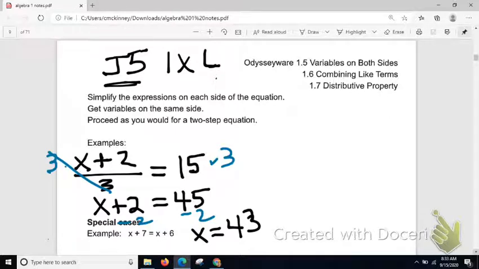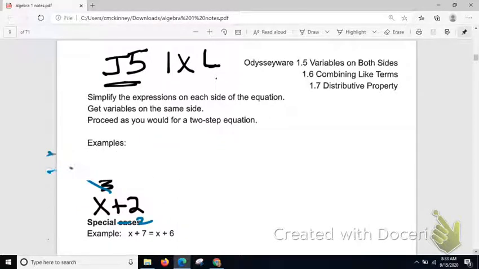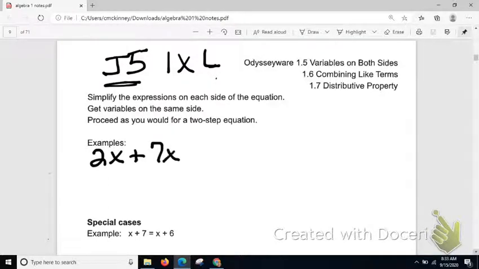All right, so I'm getting ready to erase that, so pause if you don't have it written down yet. So another example here of what I would normally consider a multi-step equation would be, but variables only on one side. Perhaps we have 2x plus 7x plus 2 is equal to 20.